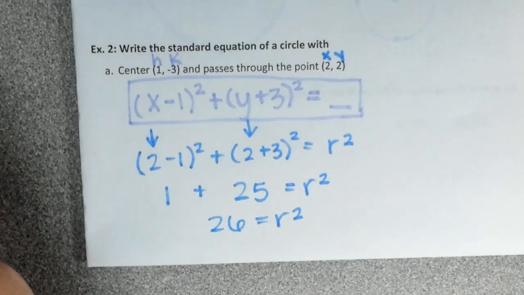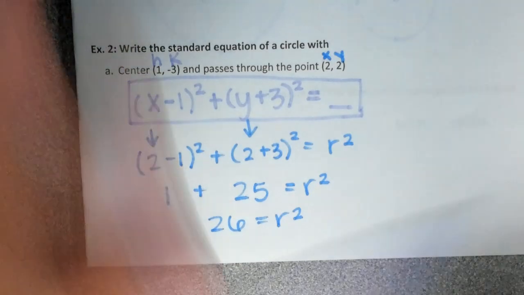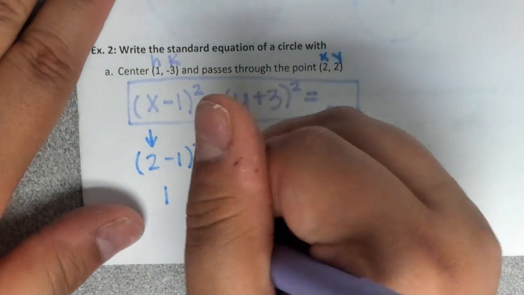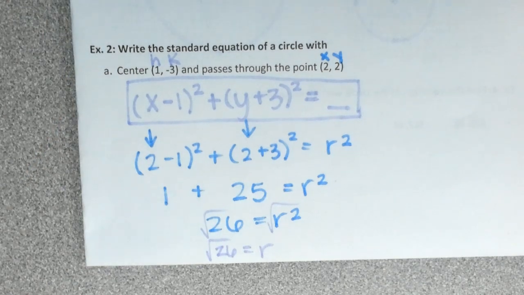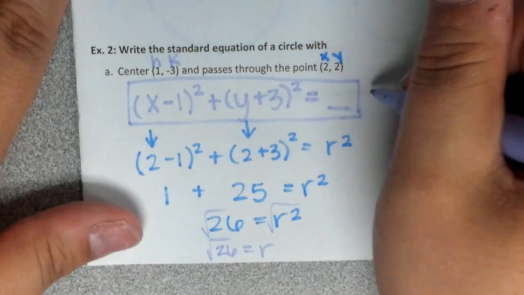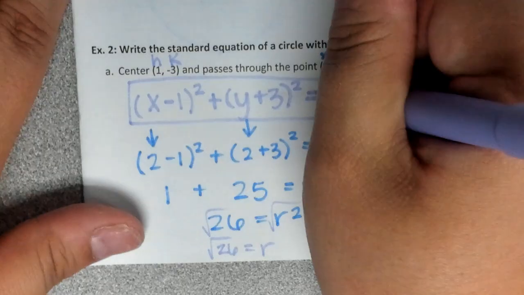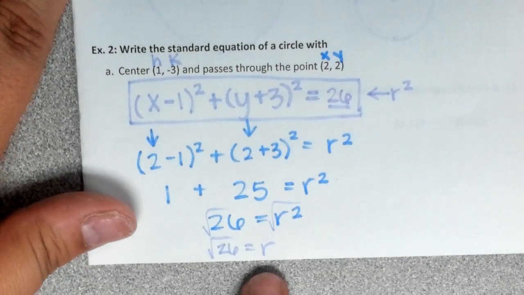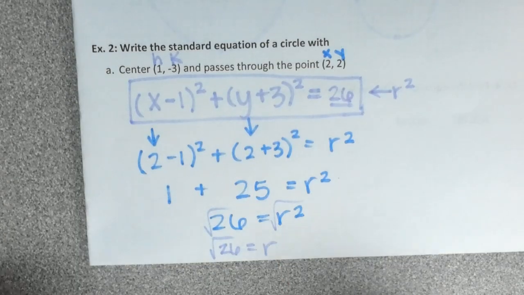If I give you the center and another point, plug them both in. Now, what do you think we do next? Square root. And if I square root, do you agree that I'm going to get the square root of 26 equals r? But what goes in this blank right here? R squared goes in that blank. Well, what did r squared equal? So 26 goes in the blank. I didn't really need to square root it because I don't need r here. I need r squared, which is just 26.